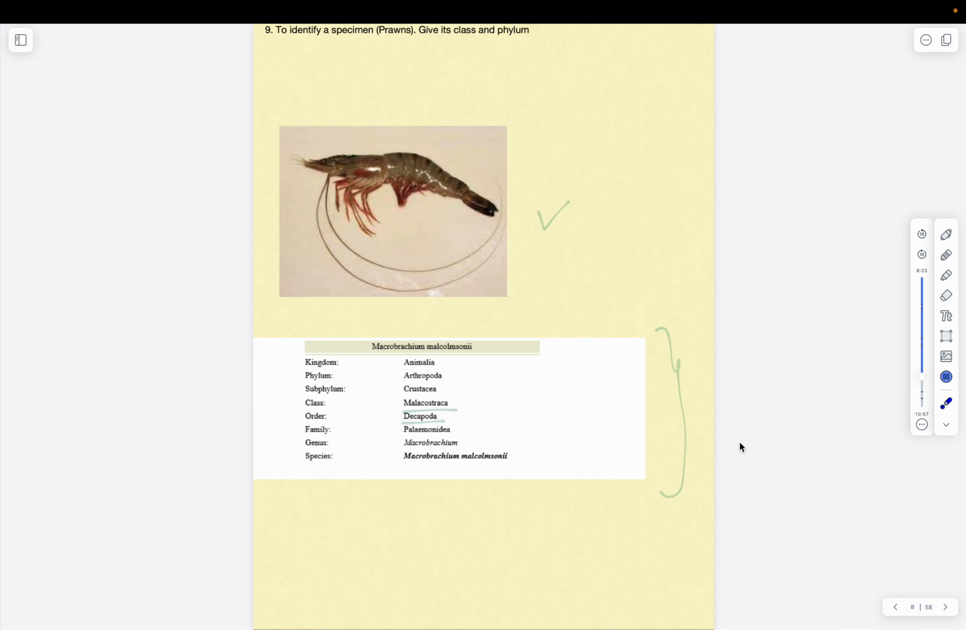The next question was related to the identification of a specimen, and the given specimen was prawns, right? It was easy to identify the prawn, but the sub question was pretty tough. All candidates were asked about the class and phylum, right? So this is the hierarchy, the whole classification of the prawn. So prawn belongs to class Malacostraca, right? And order is Decapoda.